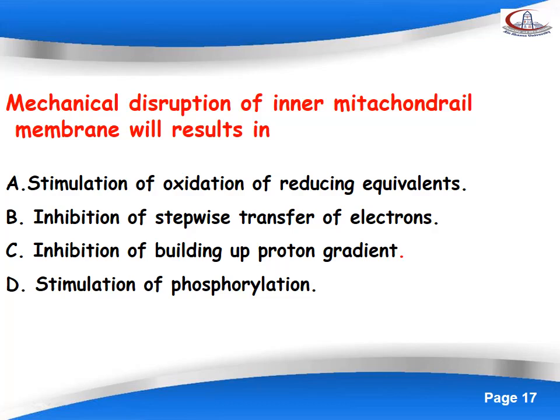Mechanical disruption of the inner mitochondrial membrane will result in what? What is the mechanism? It is the same mechanism as the uncouplers. It inhibits building up the proton gradient. The protons will enter from any part of the disrupted membrane, so there is no electrochemical gradient and no energy for ATP formation. Uncoupled oxidation and phosphorylation. Does this stimulate oxidation?